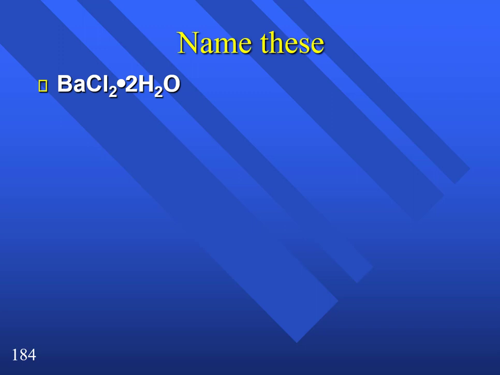BaCl2 dot 2H2O. The first half is just like every other name we wrote. Ba is a metal. It's ionic. Ba is barium and doesn't need Roman numerals. It represents only one kind of particle, so it does not need Roman numerals. So that would be barium.